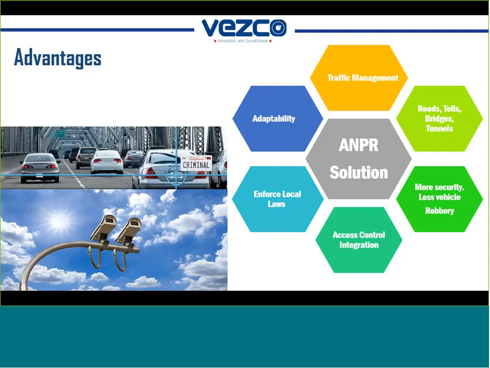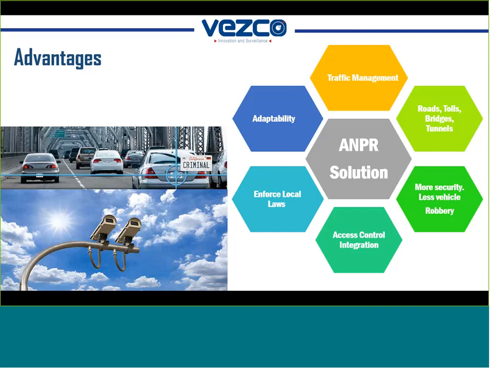All right, so let's talk here about some of the advantages of working with ANPR. So the ANPR solution encompasses a total of basic 6 advantages. Number 1 is traffic management. You'll be able to manage what traffic you are receiving or going through your area. You have this to be installed in roads, tolls, bridges, and tunnels, thus again, managing the traffic inside those locations. You have more security, less vehicle robbery. Because those locations are being surveilled by license plate recognition cameras, a lot of robbers and a lot of criminals are most likely to be deterred from doing something when ANPR cameras are installed.